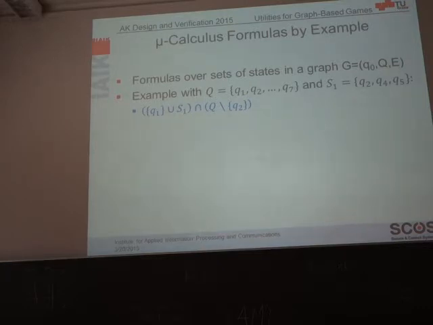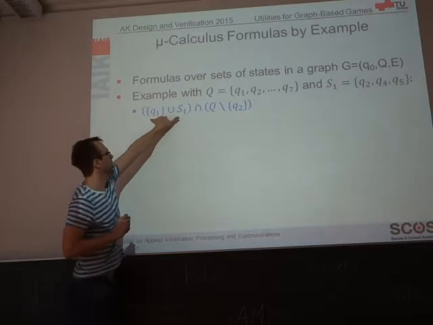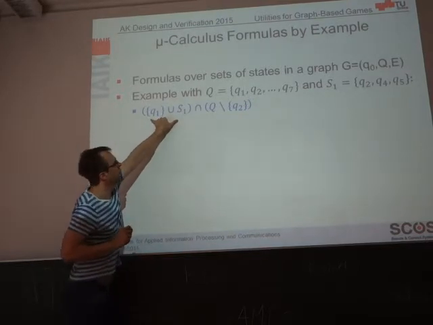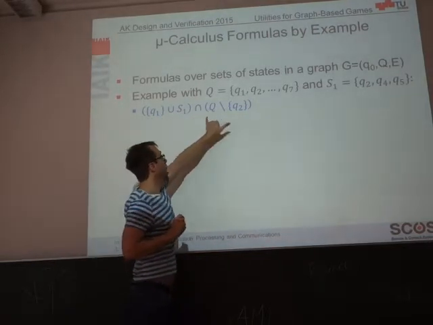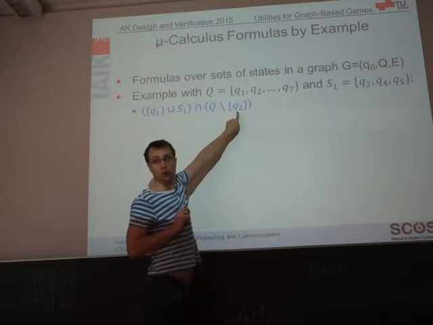Q1, Q4, and Q5. 1, 4, 5. Yes, I think so. So the meaning of this formula is just take the set of all states containing only the state Q1, build the union with all states in S1, which would be 1, 2, 4, 5. So this part has the meaning 1, 2, 4, 5. Now we intersect it with all states except for Q2.